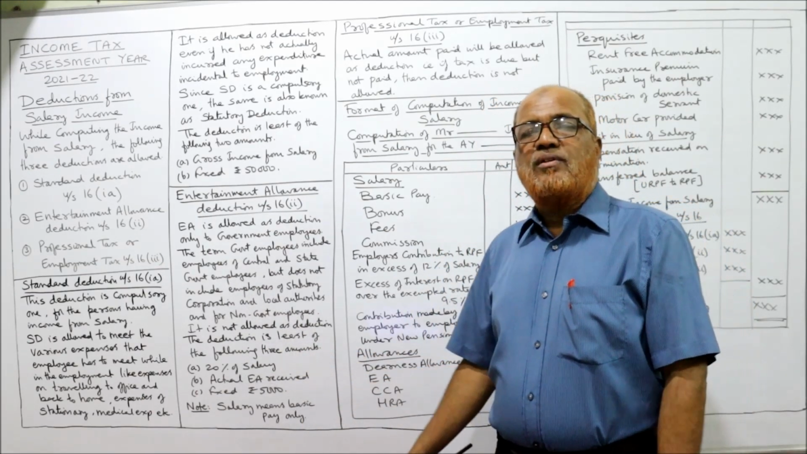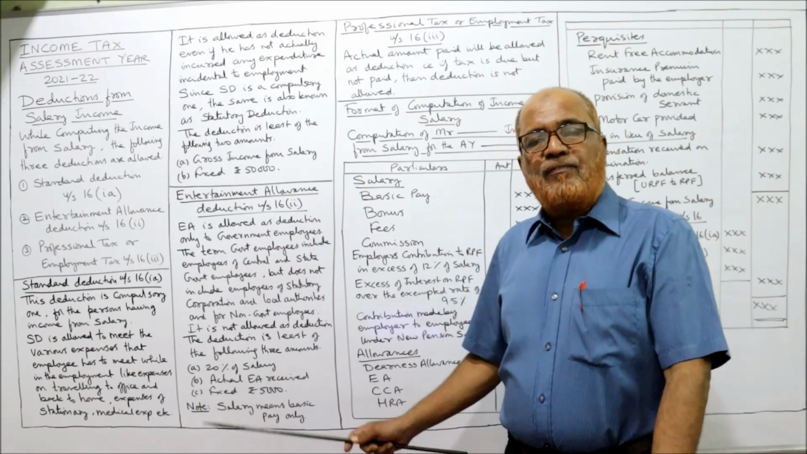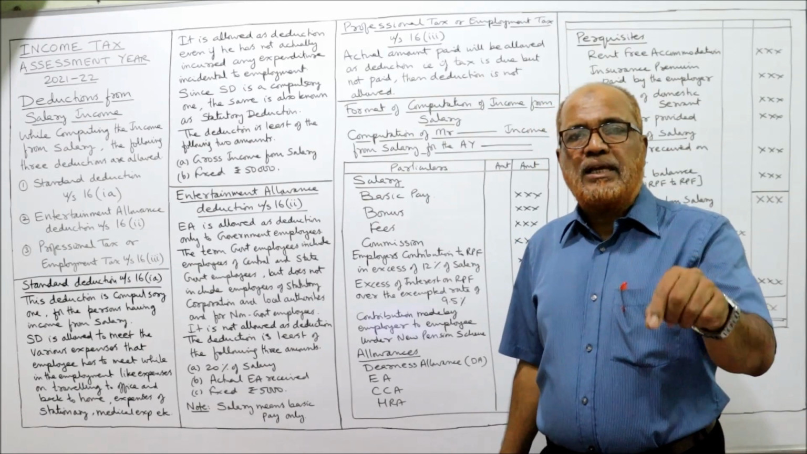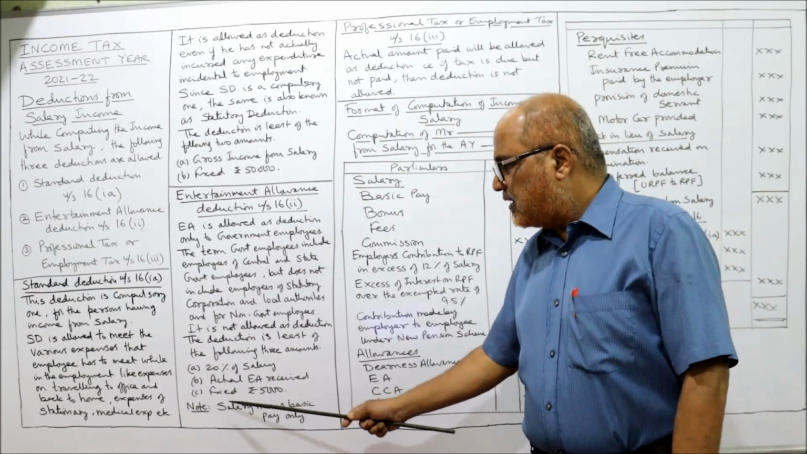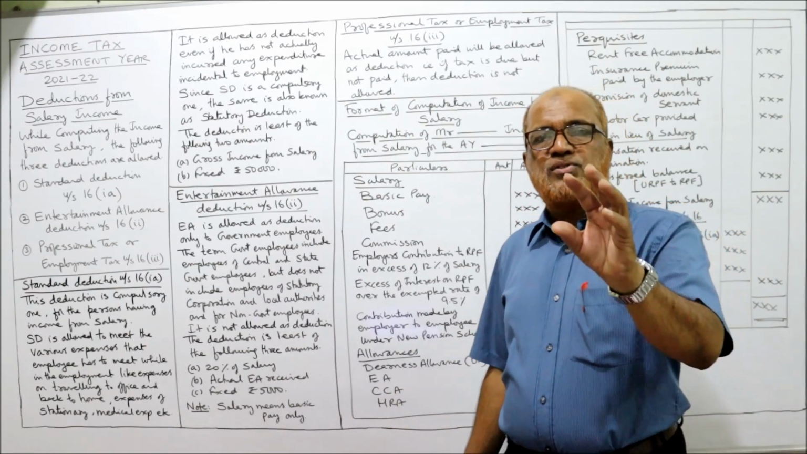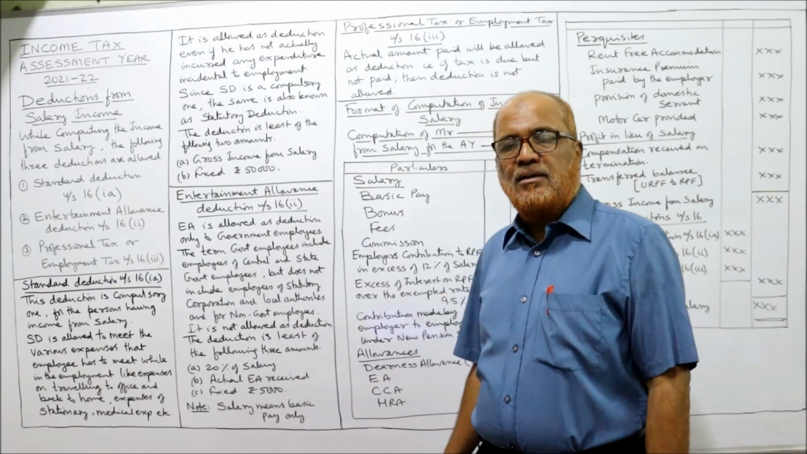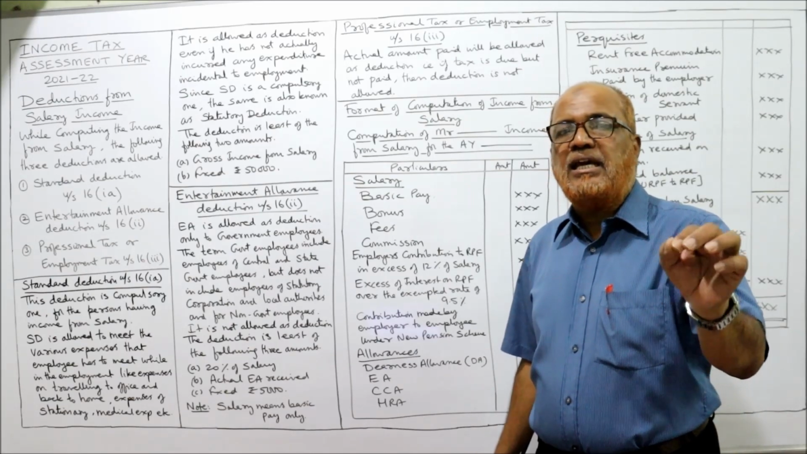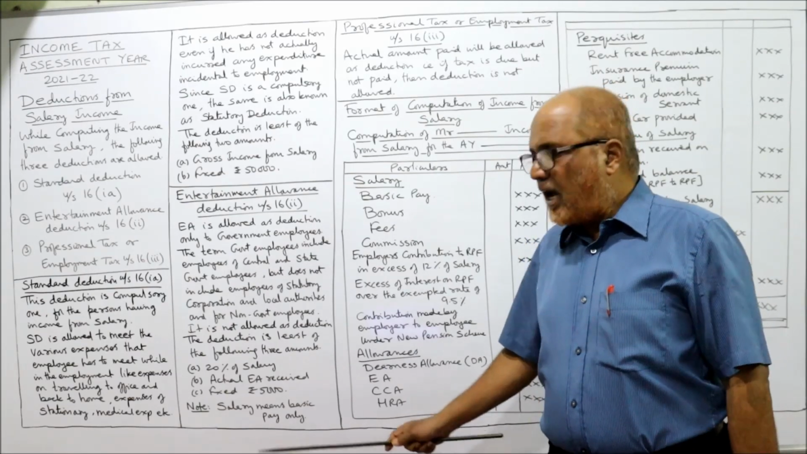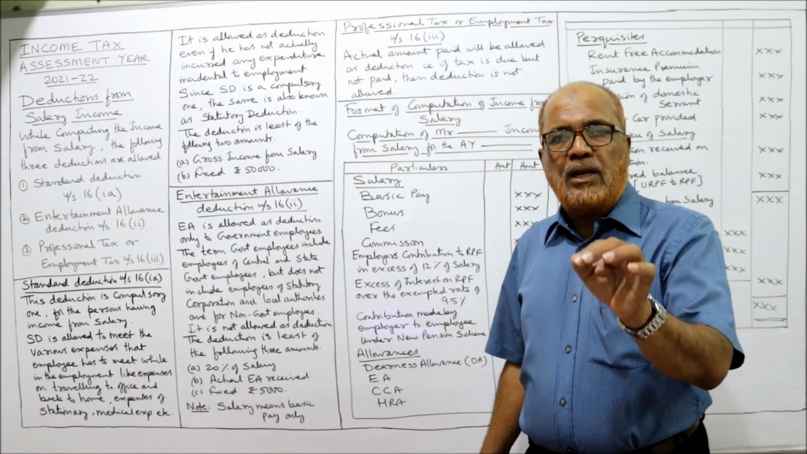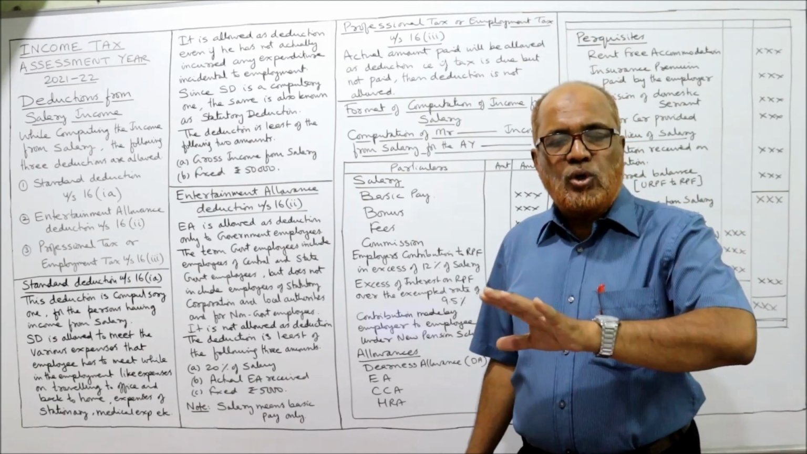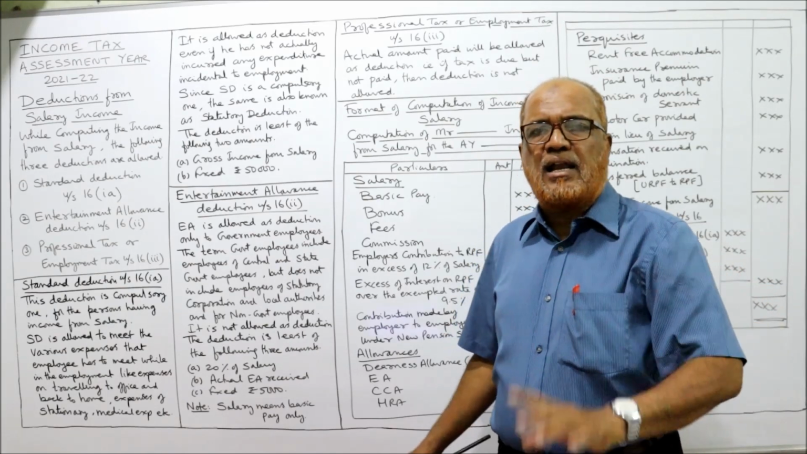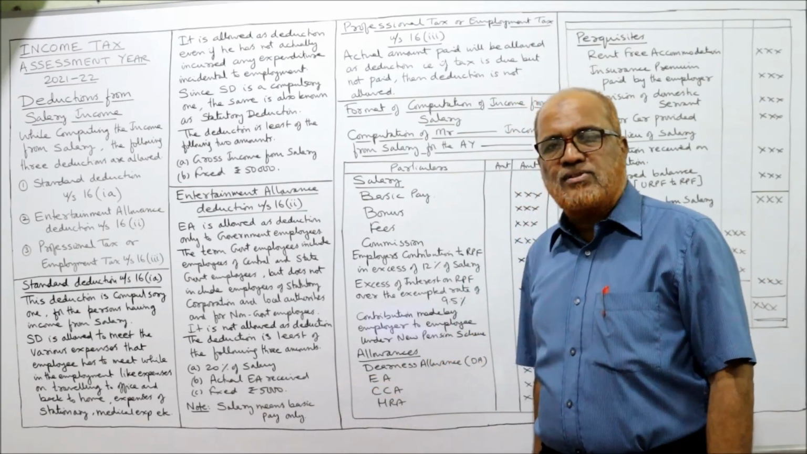The deduction will be the least of the following three amounts. The first one is 20% of salary. Second, actual EA received. And third one is the fixed amount of rupees 5,000 given by the Income Tax Act. Whichever is least among these three, that will be allowed as EA deduction under section 16(ii). And salary means only basic, nothing else. We should not consider DA, commission or any other thing. Only basic salary we should take for calculating 20% of salary.